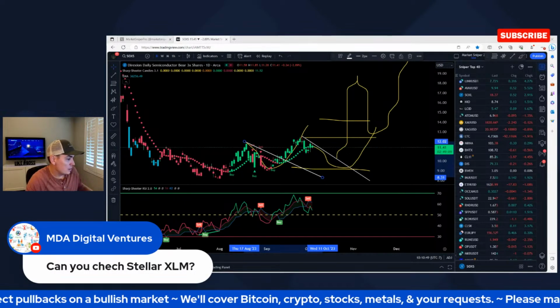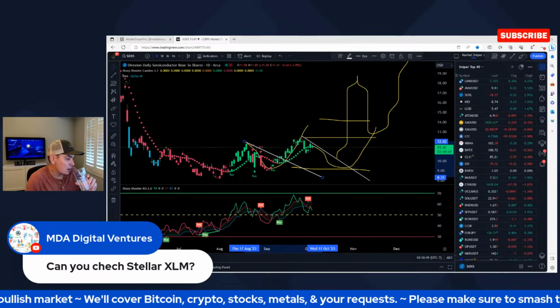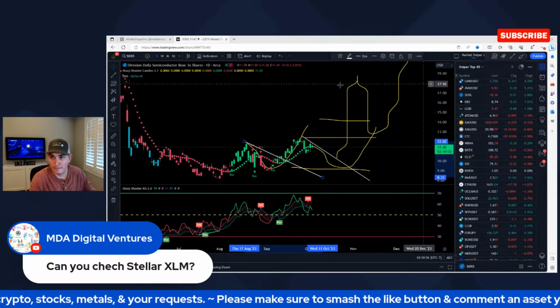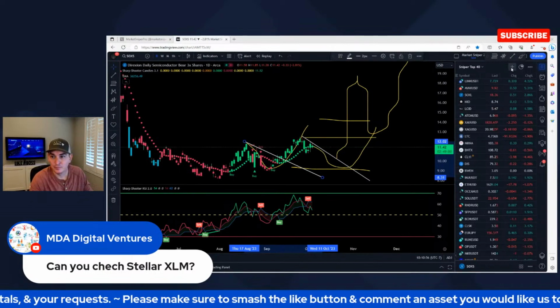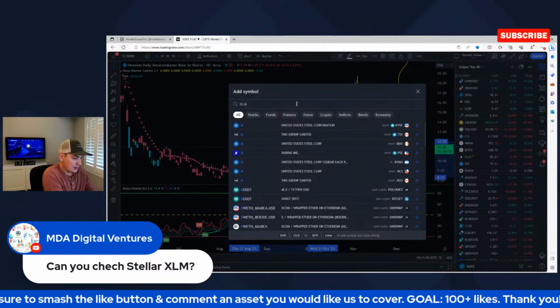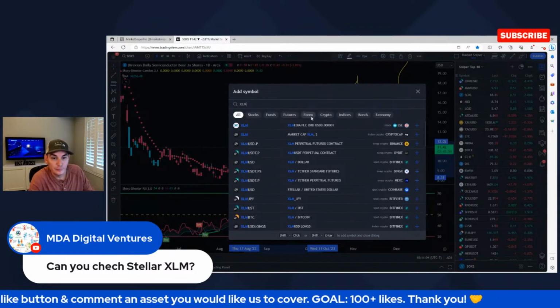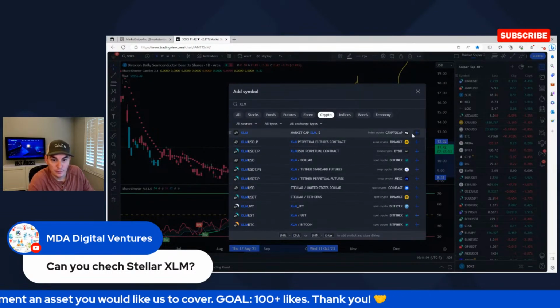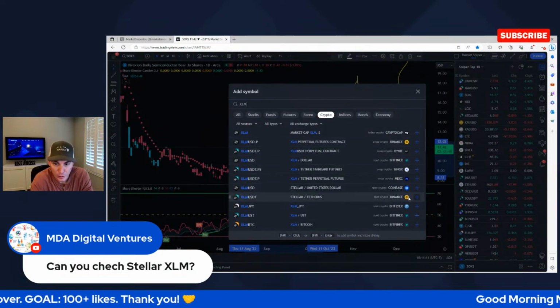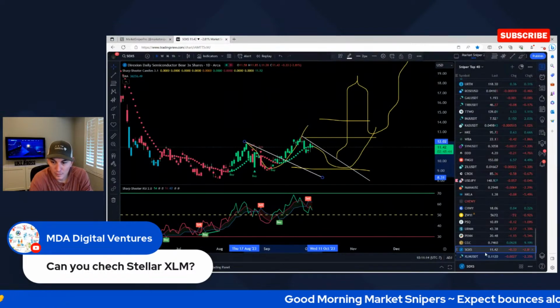Can you chart Stellar XLM? Sure, we can do that. Let's take a look at it. XLM. Sure, it's crypto, right? Let's see. Binance Perpetual. Binance. Let's take a look at it.